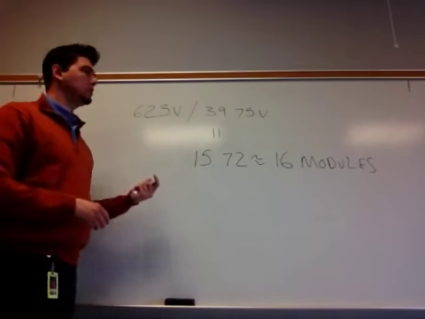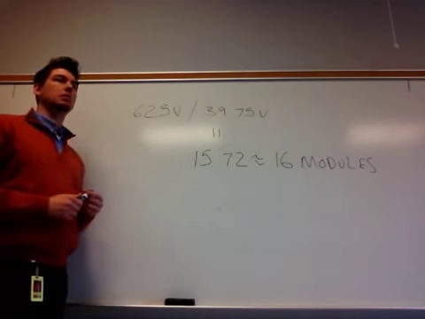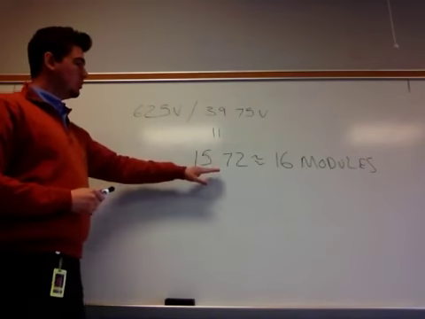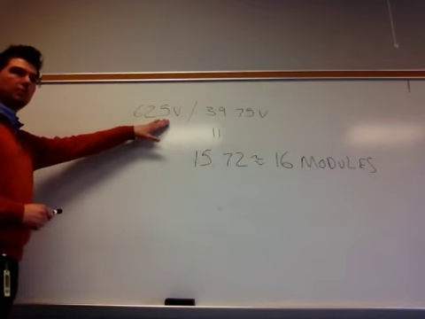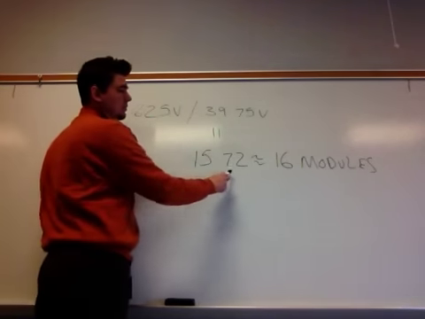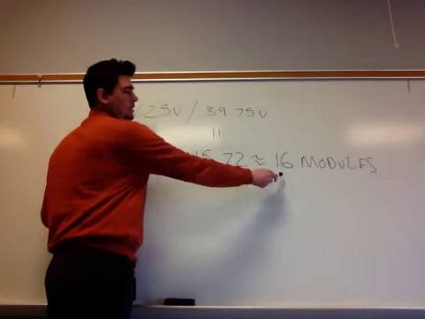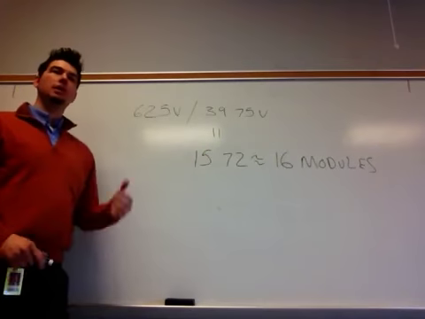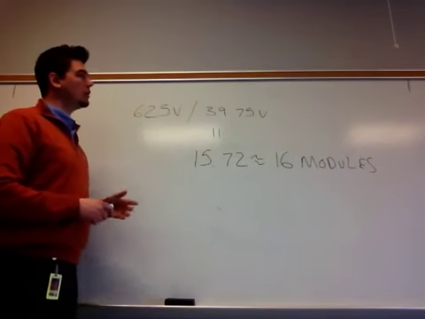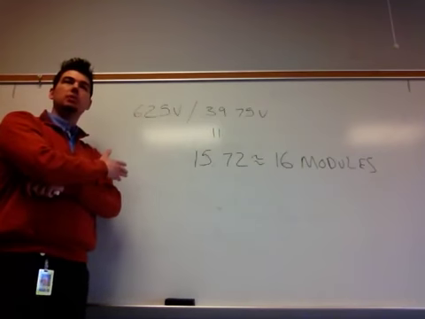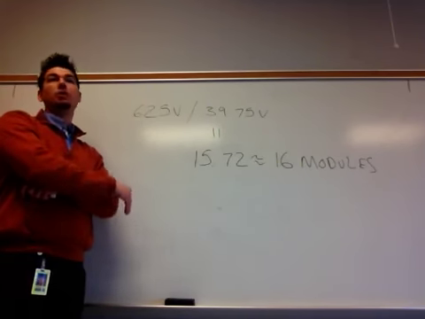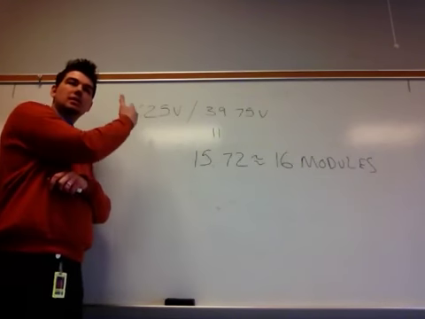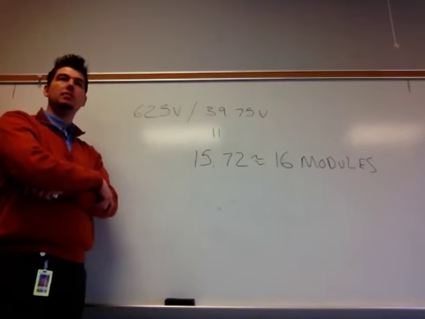For maximum, you would round down. So if we were looking for maximum, and I could only have 625 volts, then instead of rounding 15.72 up to 16, I would round down to 15 modules. That way I've got a buffer and I don't go over. Of course, the calculation is going to be a little different, because you're going to have negatives where you had positives in this calculation, and positives where you had negatives. Does that make sense?